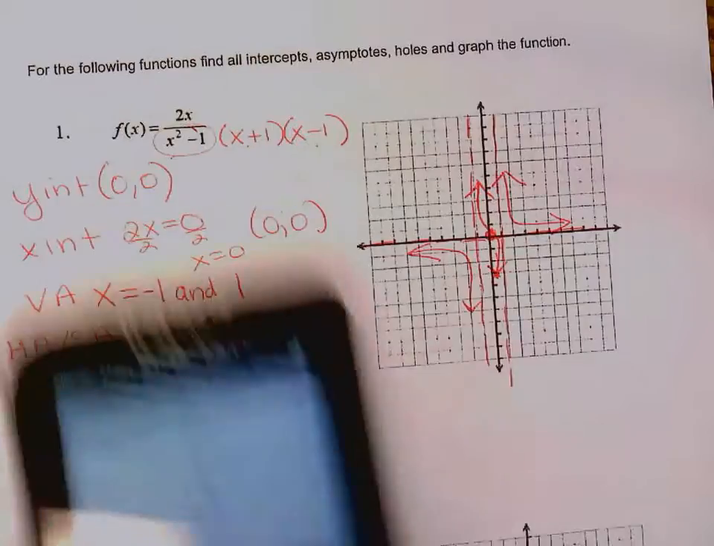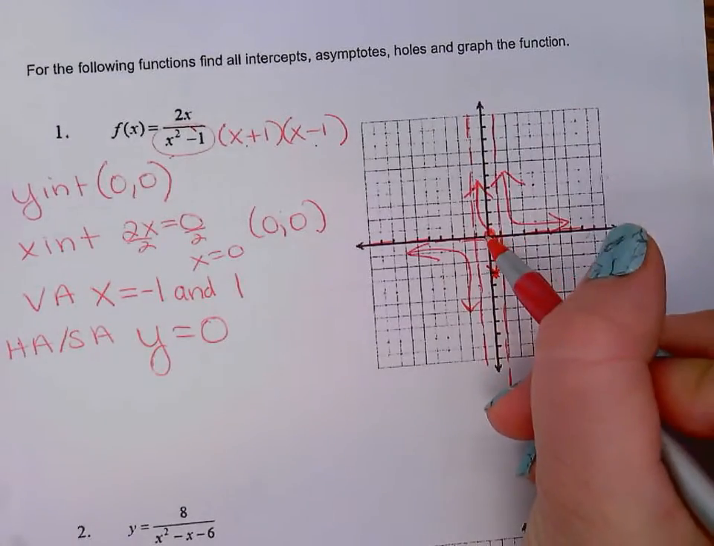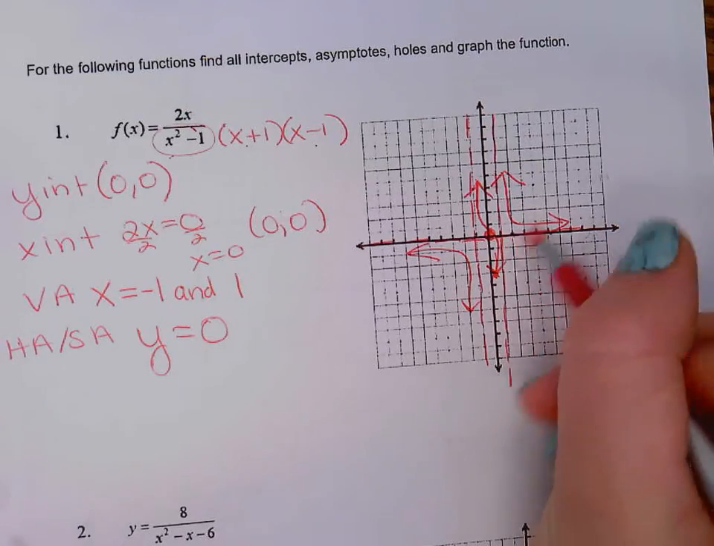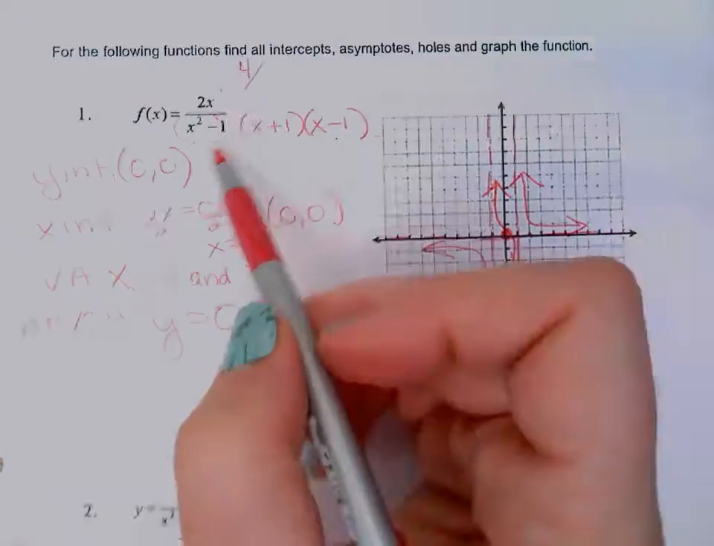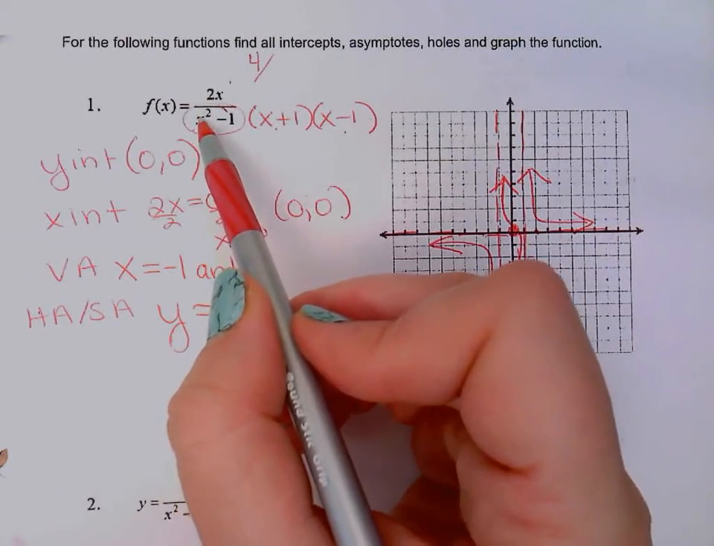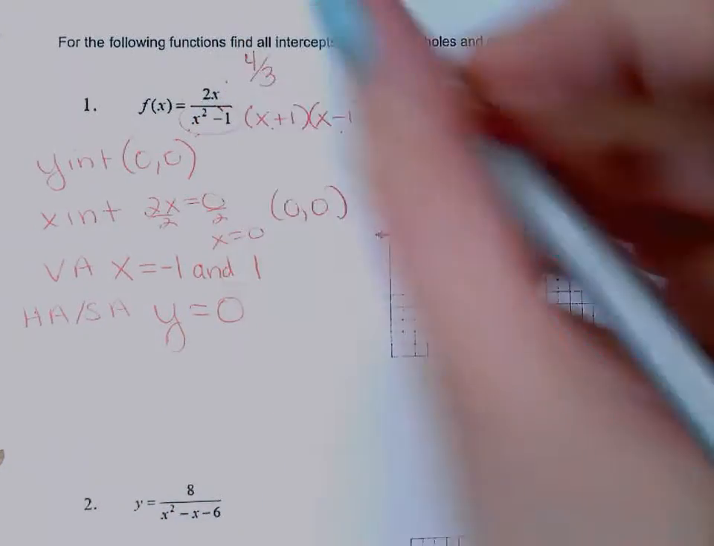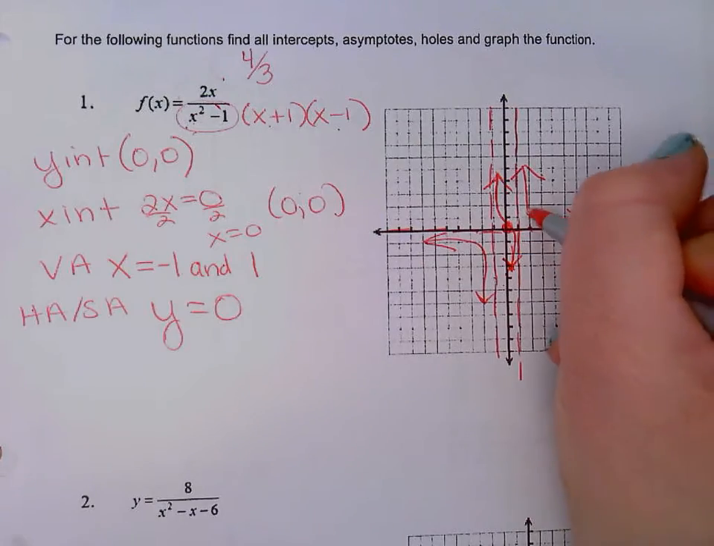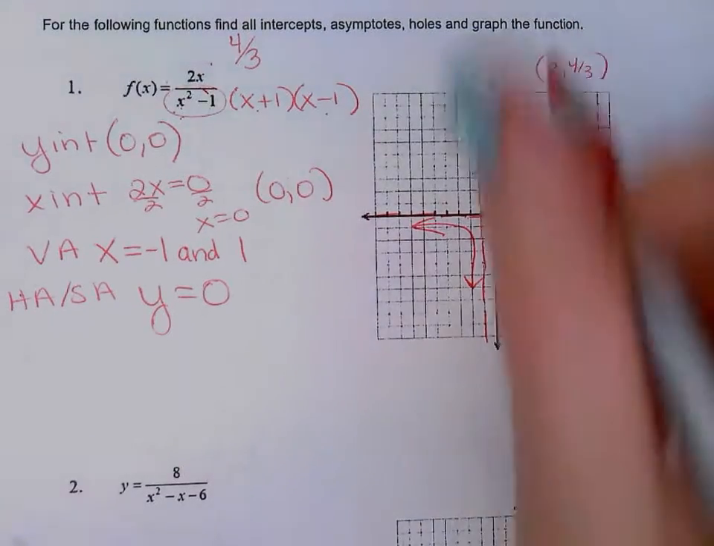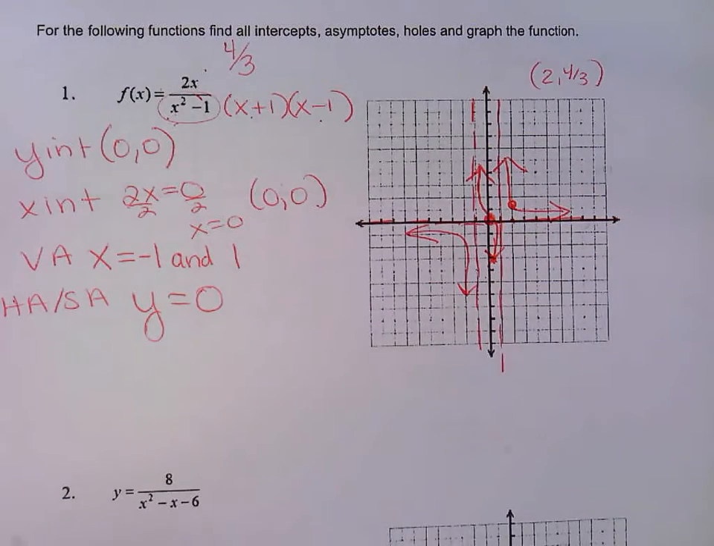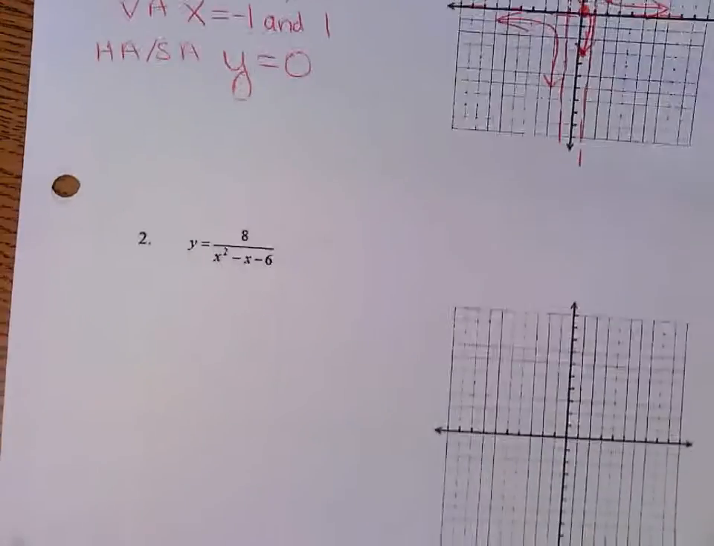And I could plug in some points. If I plugged in +2, I'd get 4 over 2 squared minus 1, which is 4 over 3. So at 2, I'm right there at 4/3, the point (2, 4/3). So you can plug in x values and find y values if you don't have a graphing calculator. All right, so you're going to do example 2 if you haven't.